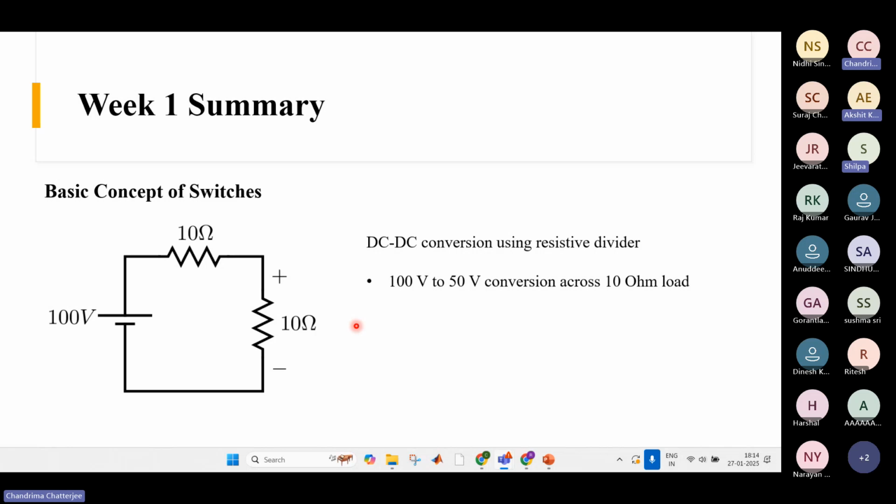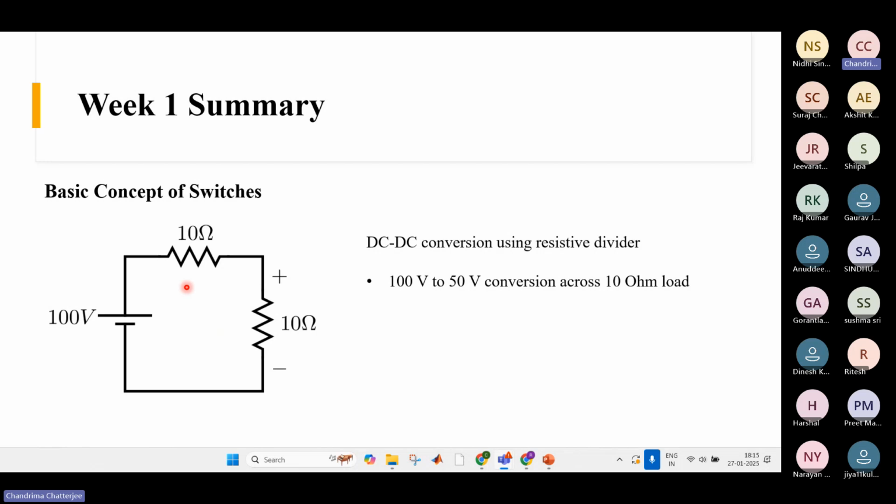You were right about Ohm's law, but what is the equivalent resistance of this circuit? It is 20, right? So according to Ohm's law, it should be 100 divided by 20, not 10 amperes. Yes, ma'am, 5 amps. It should be 5 ampere, because these two resistors are in series, 10 ohm and another 10 ohm, so the equivalent resistance is 20 ohm, and your current becomes 100 upon 20, which is 5 ampere.